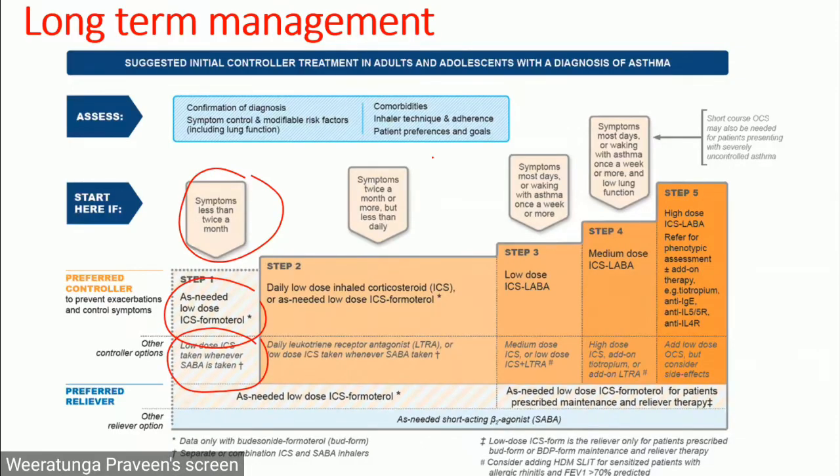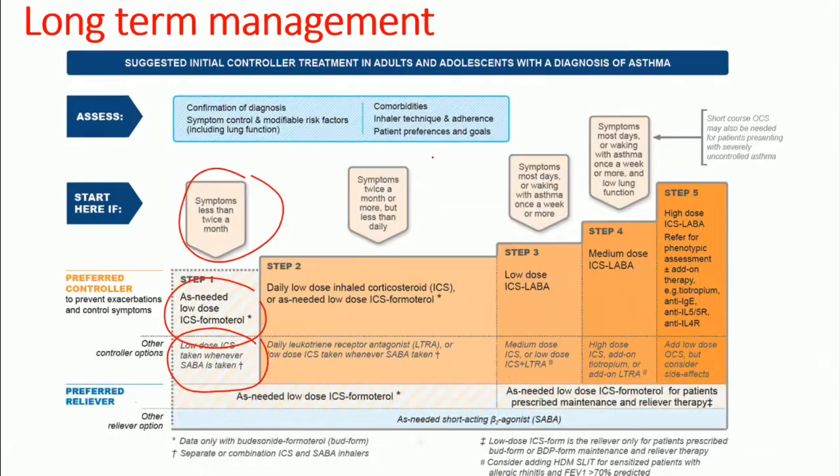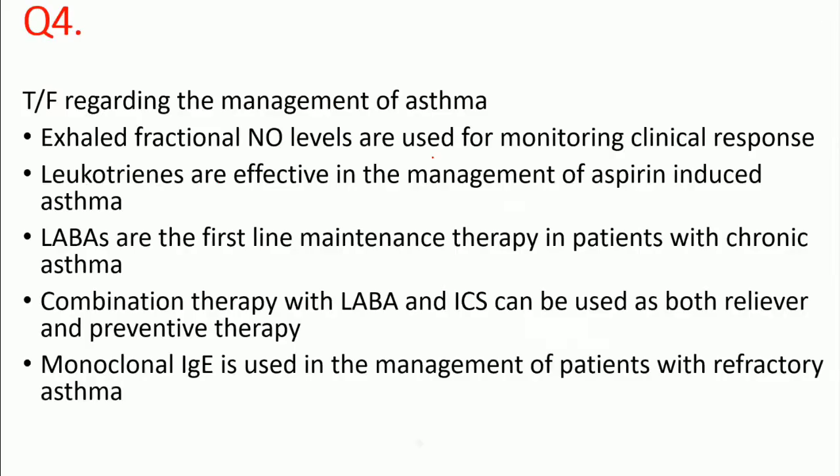So the big difference is this: the SABA is going out of the window, right? Nimesh Altina, intubation NIV, that's a slightly different thing. It's ICU level decision. There are times we give NIV and times we intubate. It's a difficult thing to decide. So you can see as you go on, ICS LABA is what continues in the long term management. Okay. Right. So let's go to the MCQ now.